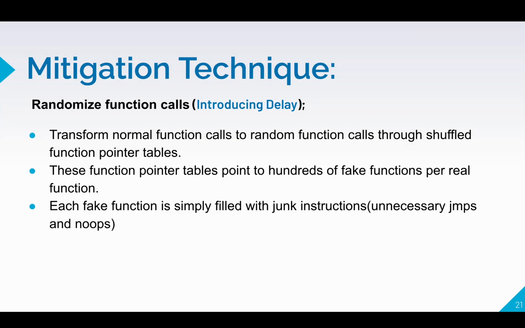As a mitigation technique, we also randomize function calls. The way this works is that we transform normal function calls to random function calls through shuffled function pointer tables. This is at the source code level. Before compiling the binary, we run the script on the source code, which modifies it, and then we compile the binary.